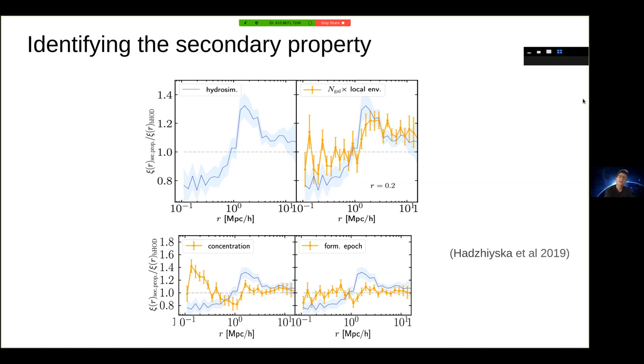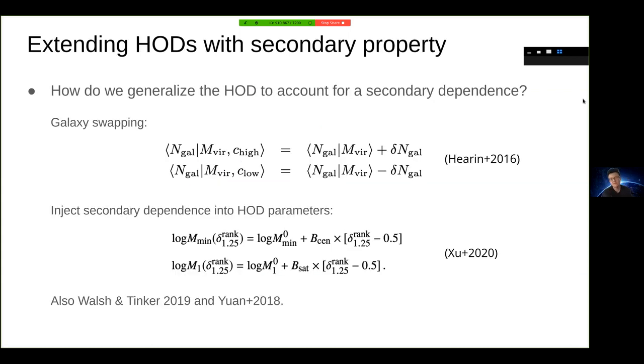So next slide. Hopefully that serves to show that maybe halo concentration is not the correct or the best secondary property to use in your HOD if you want to capture galaxy assembly bias effects. And maybe we should start thinking about halo environments more seriously as the secondary dependence. On this slide, I want to discuss how we actually extend your standard HODs to include these secondary properties. I think in the last couple of years, there have been mostly two approaches.